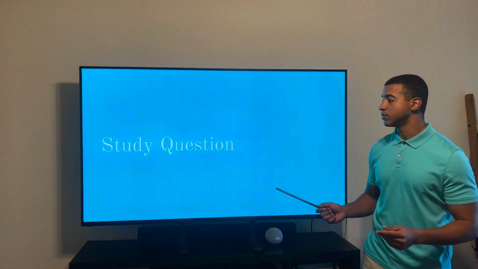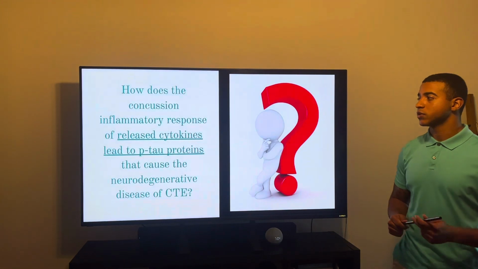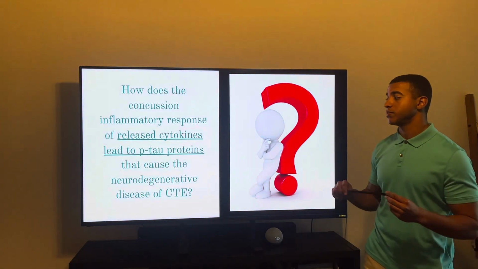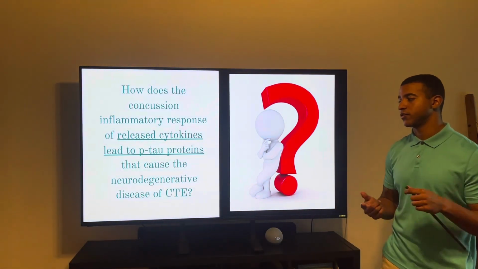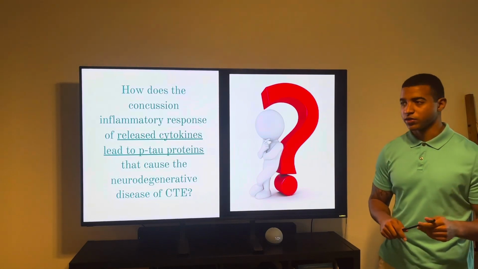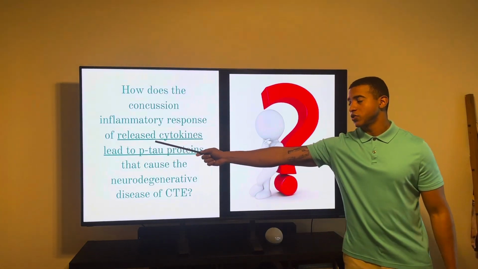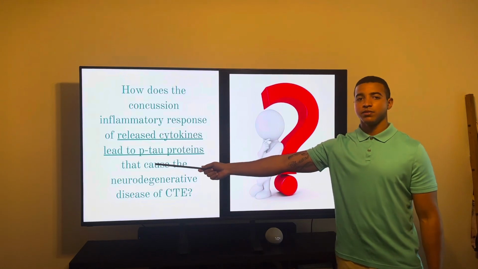My study question was, how does the concussion inflammatory response of released cytokines lead to p-tau proteins that cause the neurodegenerative disease of CTE? Very long question, but basically, I was just trying to see how released cytokines lead to p-tau proteins.